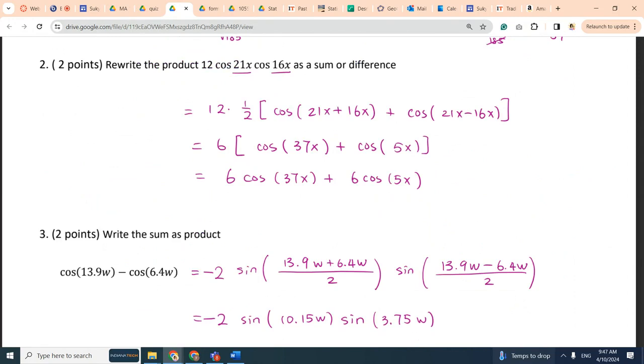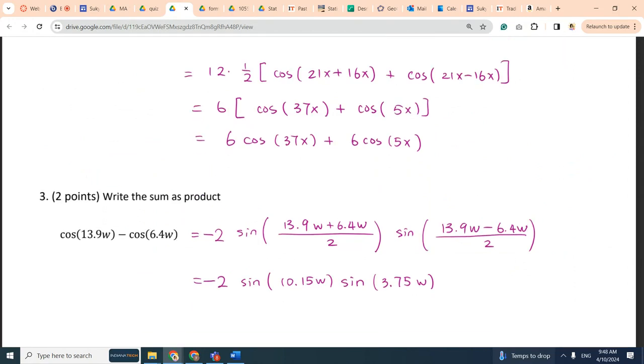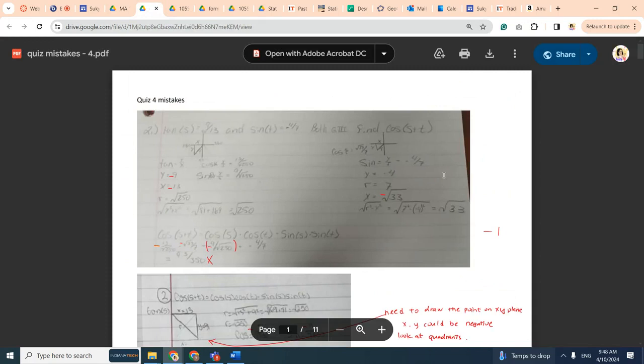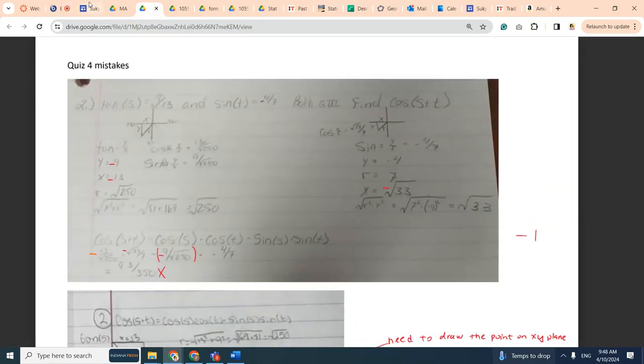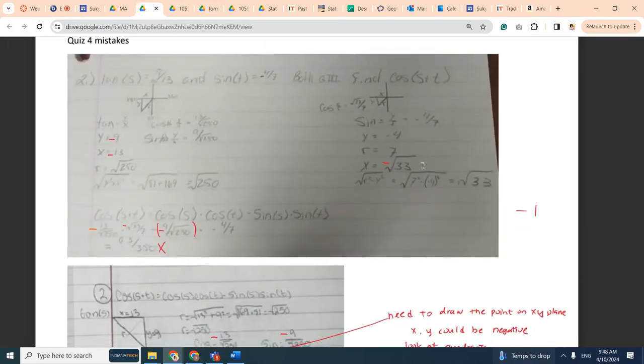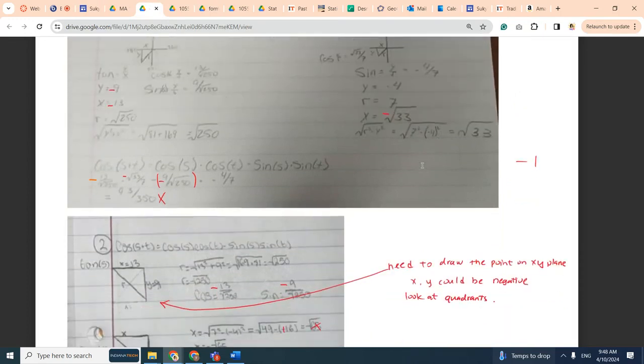All right. And then number 2, use the formula directly. Number 3, use the formula directly. But some of you stop here. No, continue and simplify your answer. Okay, so let's take a look at the quiz mistakes. By the way, the quiz mistakes are on the website just next to quiz 4. I hope all of you look at your mistakes, and now we can improve in the exam.